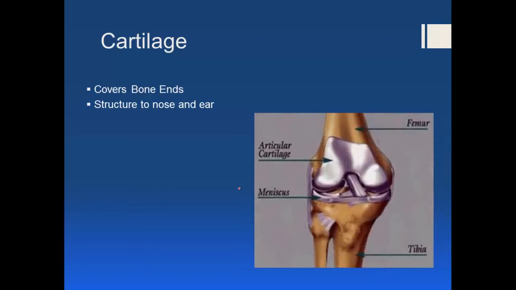Cartilage is another type of connective tissue. So cartilage is the thing that covers the ends of bones. This is called articular cartilage or joint cartilage, and this is the knee right in here. You have the meniscus in here as well. Cartilage is also the stuff that gives structure to noses and ears.